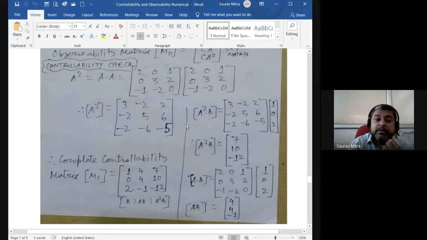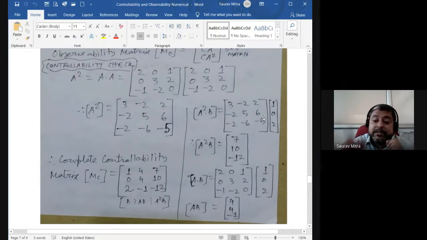So first I have found B is given, A is given. So first find A square. So multiply A square with B. So you are getting 7, 10, and minus 12. So this 7, 10, minus 12 is put here. So the first column is B, the second column is AB, the third column is A square B. So for A square B, first you have to find A square and then multiply B with that.